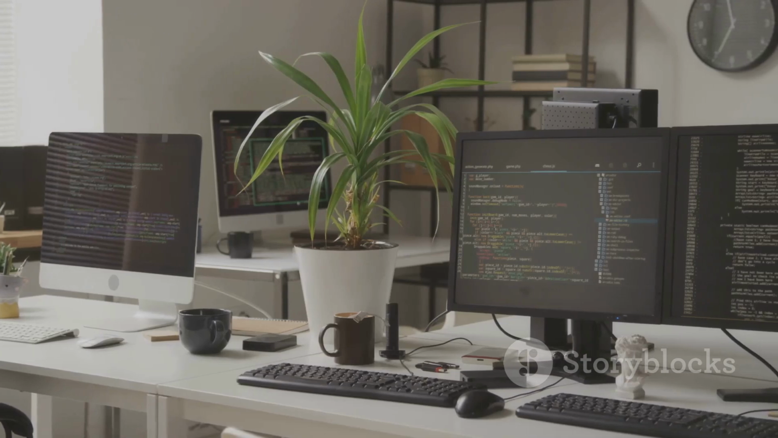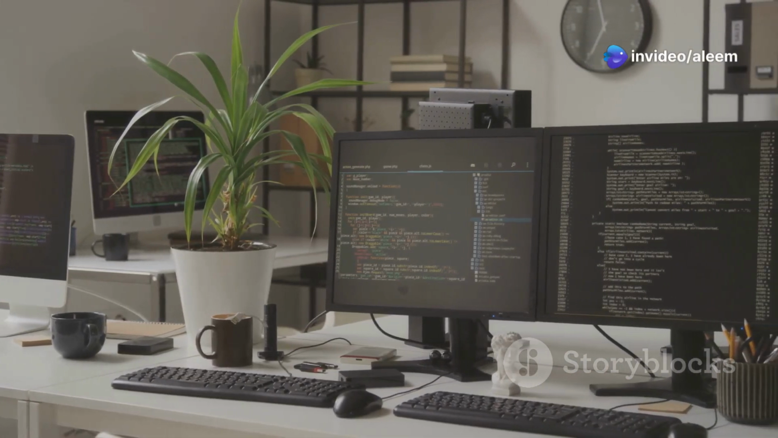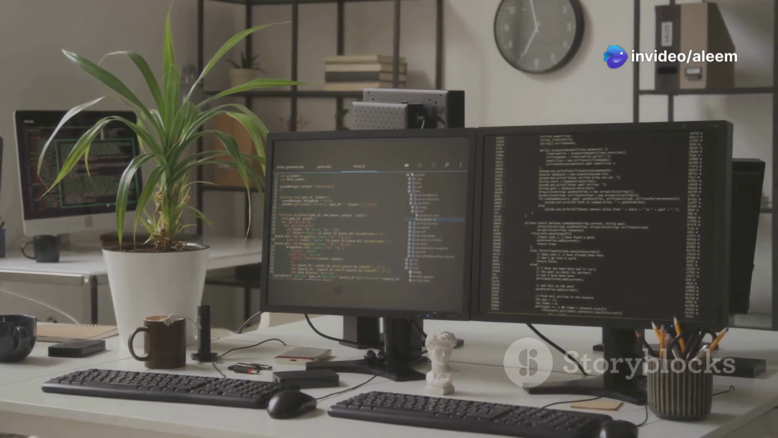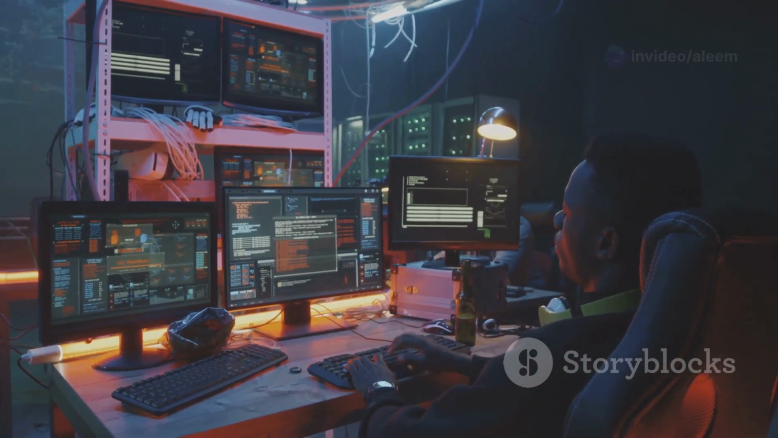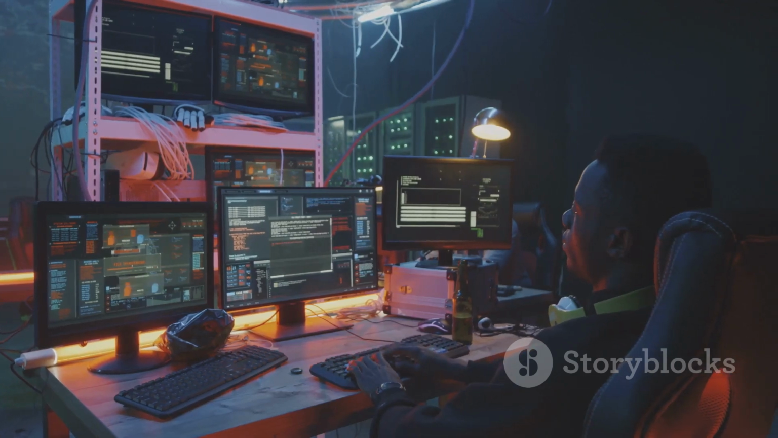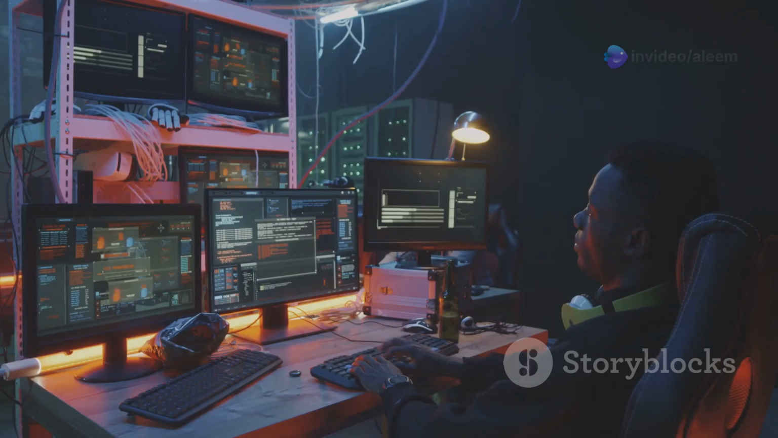Workstations are powerful computers designed for specific professional tasks. They are built to handle demanding applications that require significant processing power. They're like the heavy-duty trucks of the computer world. Just as a heavy-duty truck is built to carry large loads, workstations are built to handle heavy computational tasks.